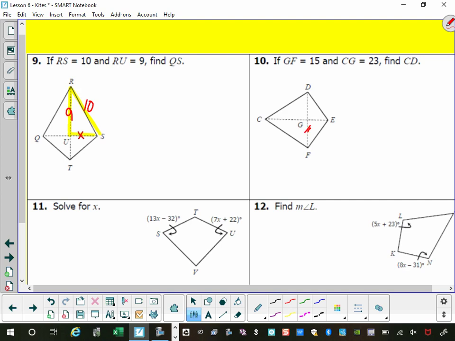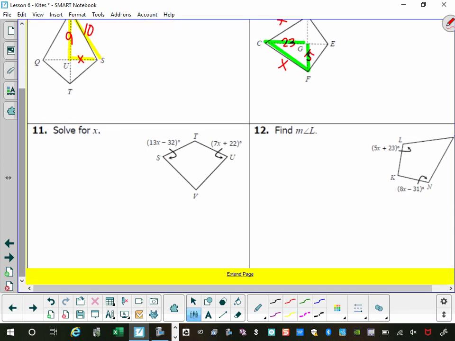All right, number 10. GF is 15. CG is 23. We want to find CD. I'm going to move that X also over here. It's a kite, it's symmetrical. I'm going to do Pythagorean theorem, just like that.